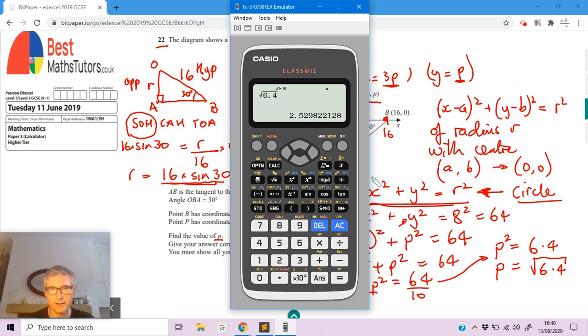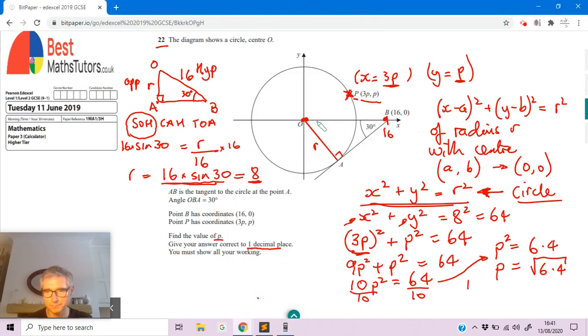So I'll just write that down first. So 2.5298, the calculator is going to disappear as soon as I start writing. I've not found a way of getting it to float on top yet. So 2.5298 equals 2.5298. And what I need to do is write this to 1 decimal place.